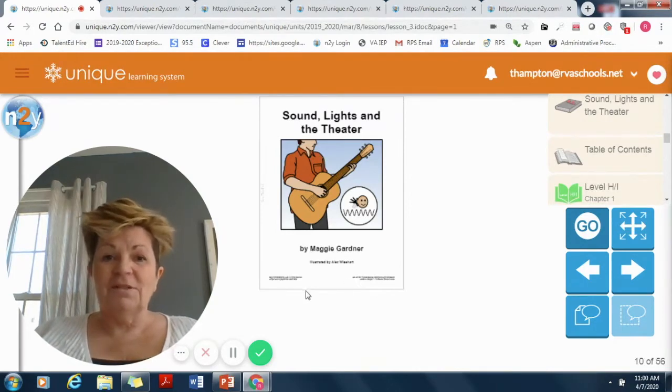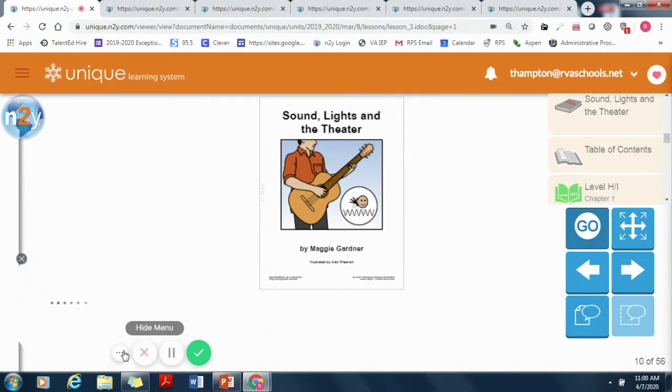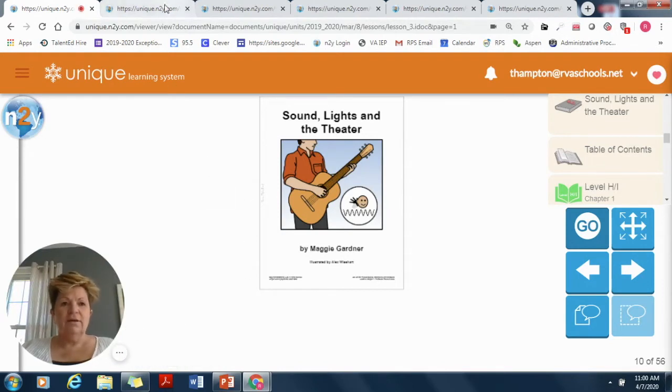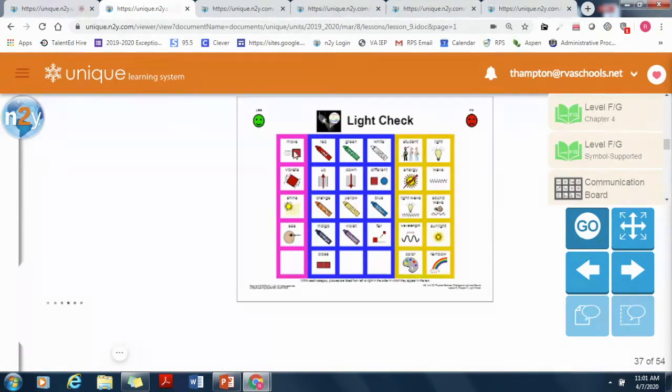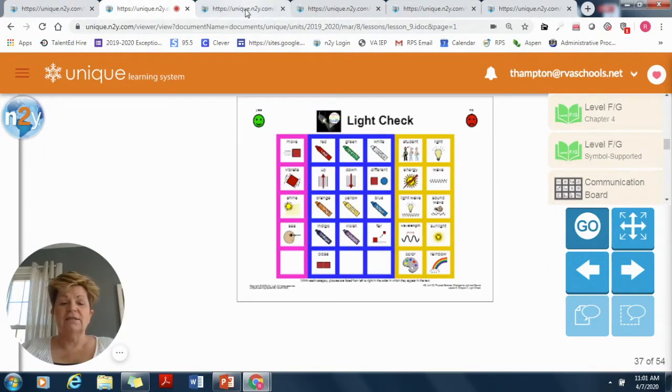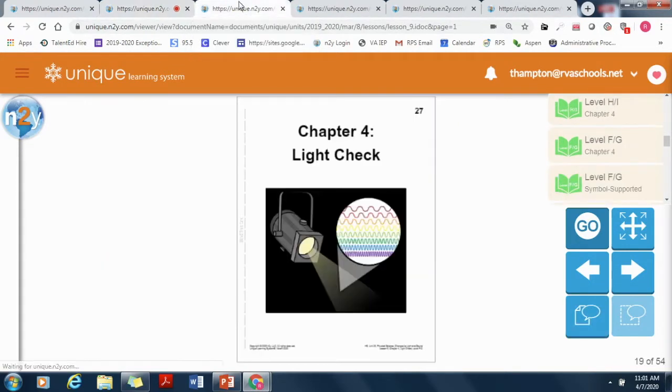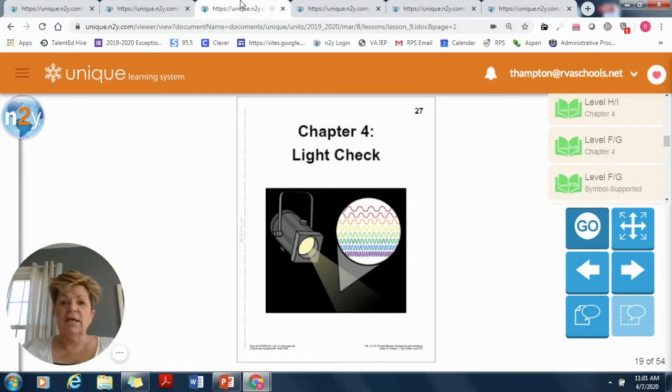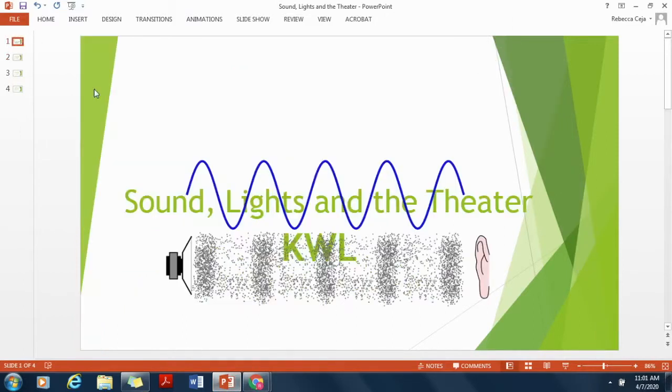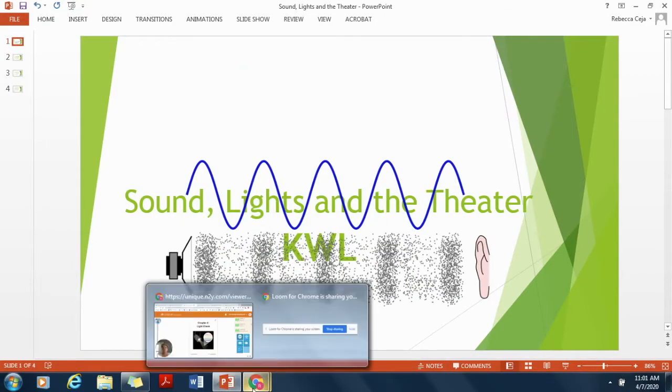Let's talk about what we're going to do today. Let me make this a little bit smaller and get rid of some of this visual noise. All right, so we are going to look at our table of contents and see where we're going to find Chapter 4 in our book today. We're going to go over our augmentative communication device and the vocabulary that we're going to need. We are also going to do our text and feature walk to help us get our mindset on what we're going to be doing. We will look at our KWL chart, which we've done in the past, to see what we already know, what we want to know, and then at the end, what we have already learned.